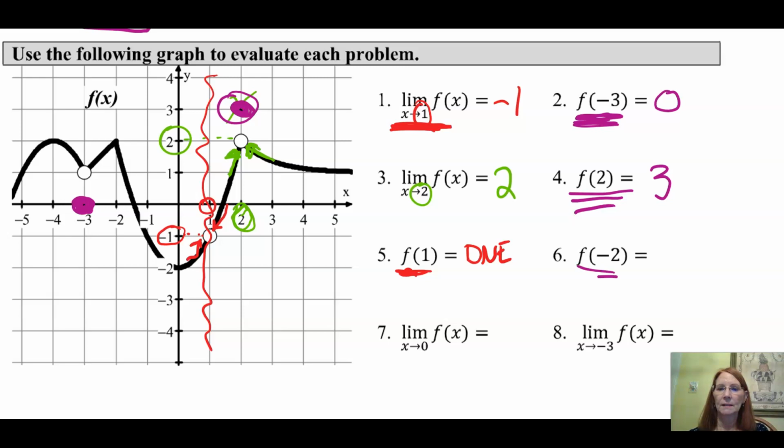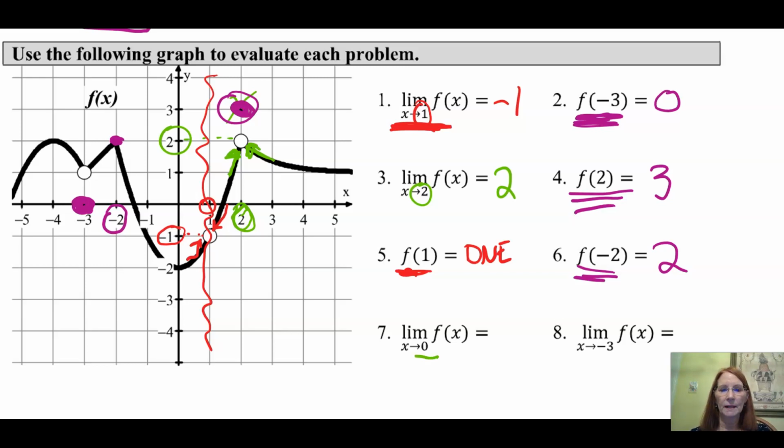Number 6, f of -2. So I'm going to the x value of -2, and I'm looking for where there is actually a point on the graph, so I don't need to be going from the left and the right. This is what is the y value there, and the answer is 2.